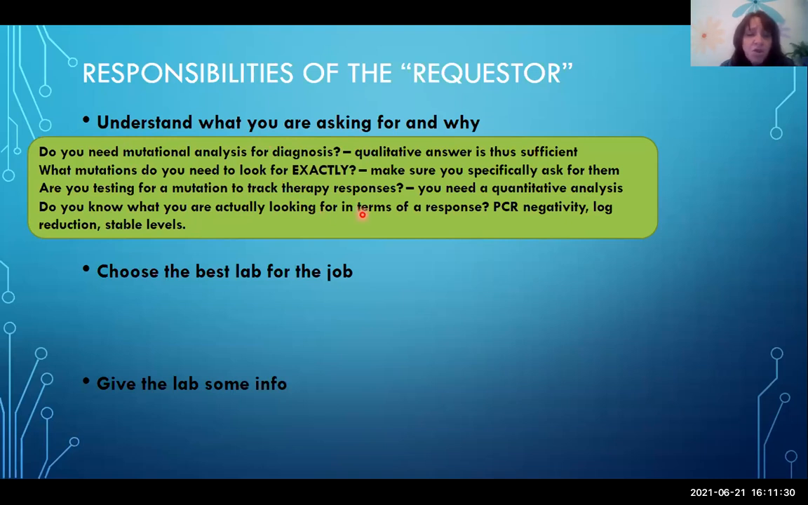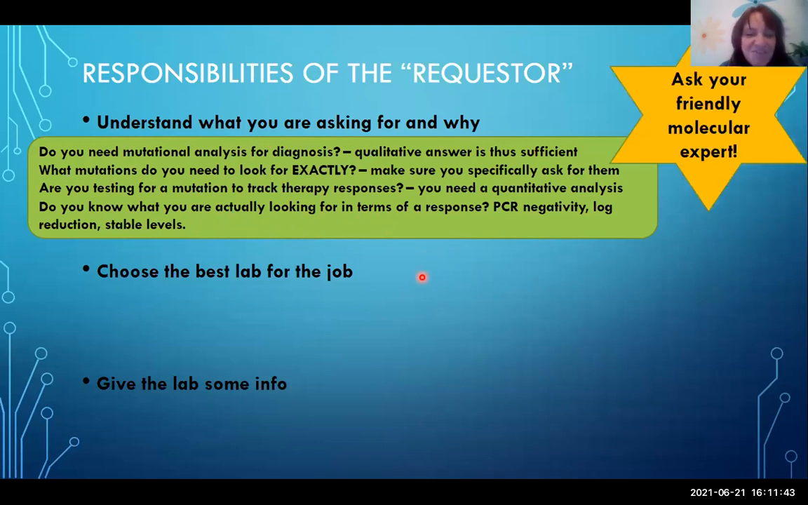And whether or not you are looking for minimal residual disease, for instance. So you need to know what level of detection you're interested in. Choose the best lab for the job.